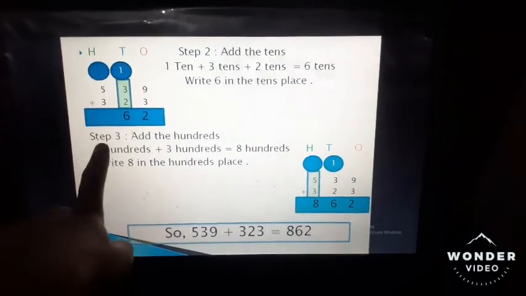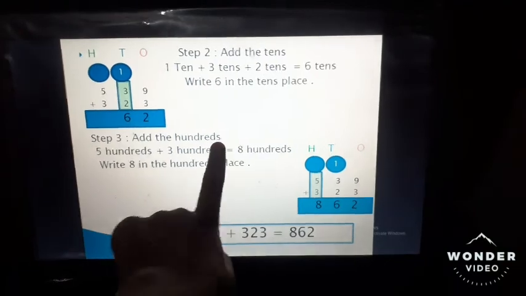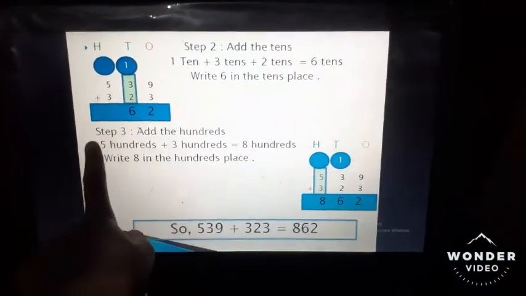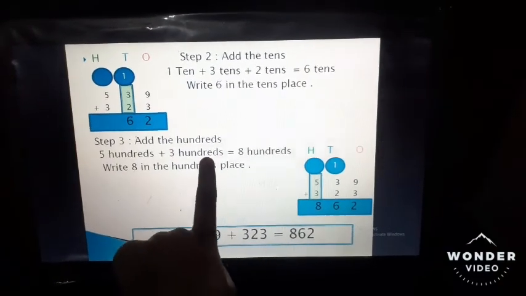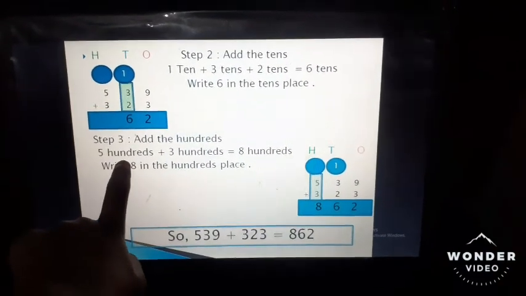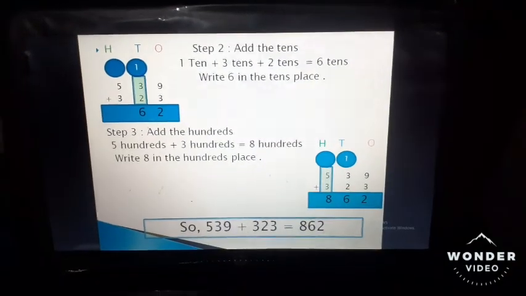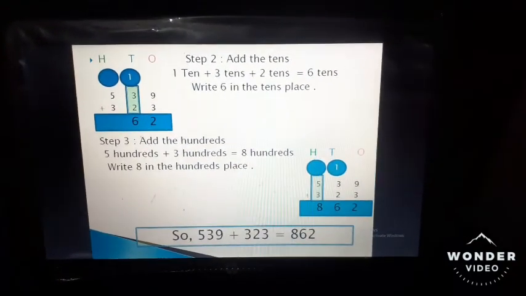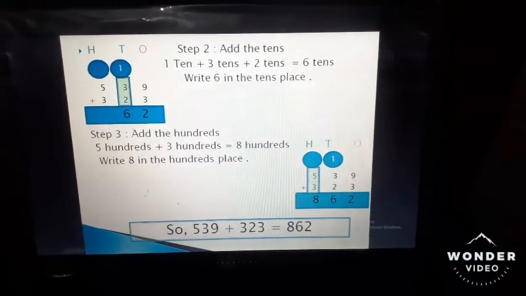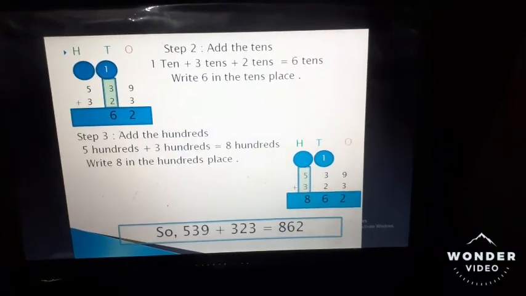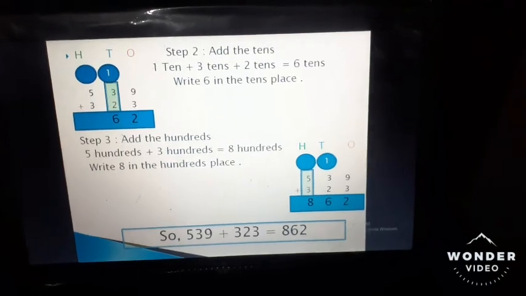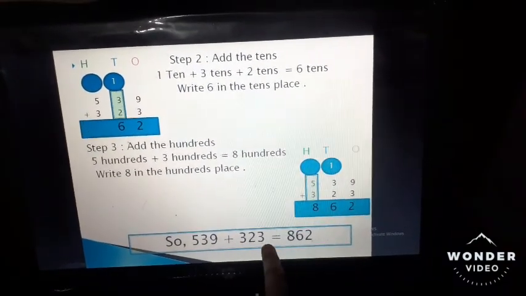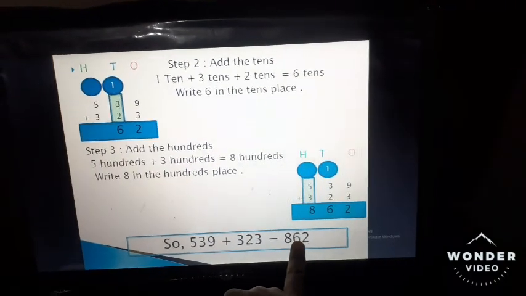Now step number 3 is add the hundreds. So students, here my hundreds are 5 and 3. So 500 plus 300. 5 will be in my mind. For 3 I will open 3 fingers. So students, 5 plus 3. After 5 I will start counting 3 fingers, that is 6, 7 and 8. My answer is 8. So 539 and 323 is equal to 860.